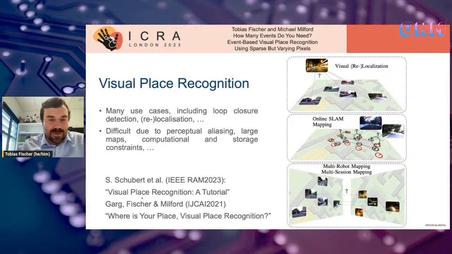And if any of that sounds interesting to you, we recently published a tutorial paper in the Robotics and Automation Magazine, which is called Visual Place Recognition, a Tutorial. It serves both newcomers as well as established people in the field, and we nicely, I hope, motivate the whole topic. So please check it out afterwards if you'd like to.